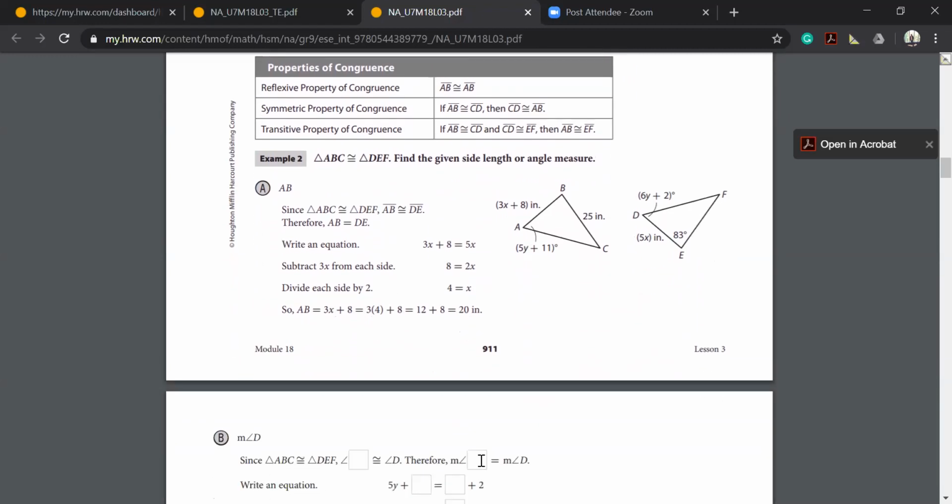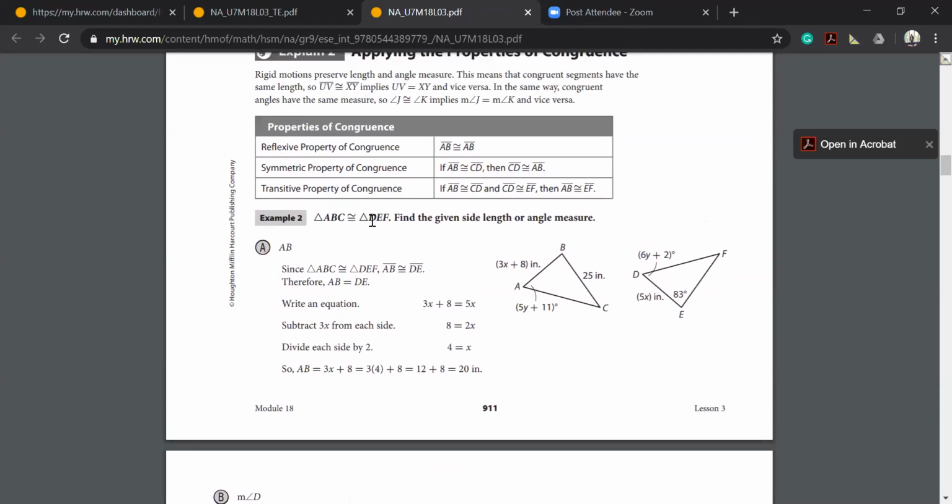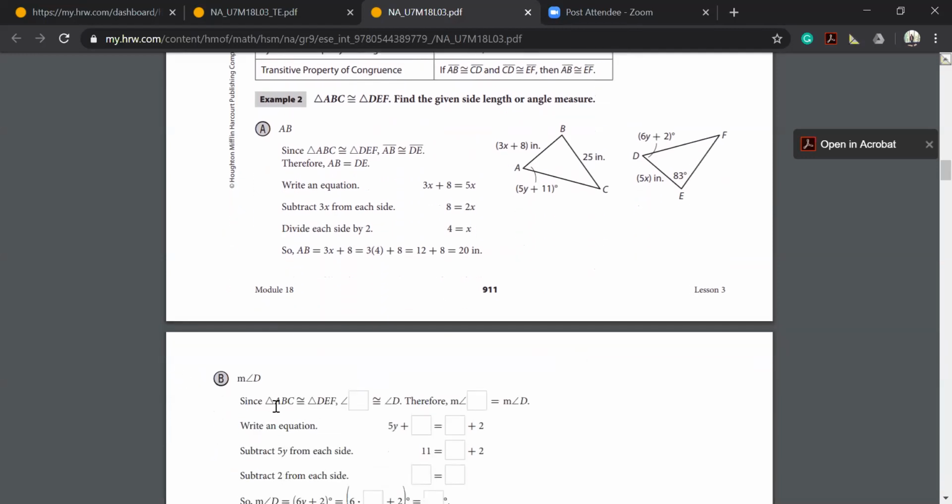Let's do the same thing for measure angle D. In here, angle D is corresponding to A. So angle D is congruent to angle A. Since triangle ABC is congruent to triangle DEF, which is congruent to angle D? Angle A is congruent to angle D. Therefore, measure angle A is equal to measure angle D.